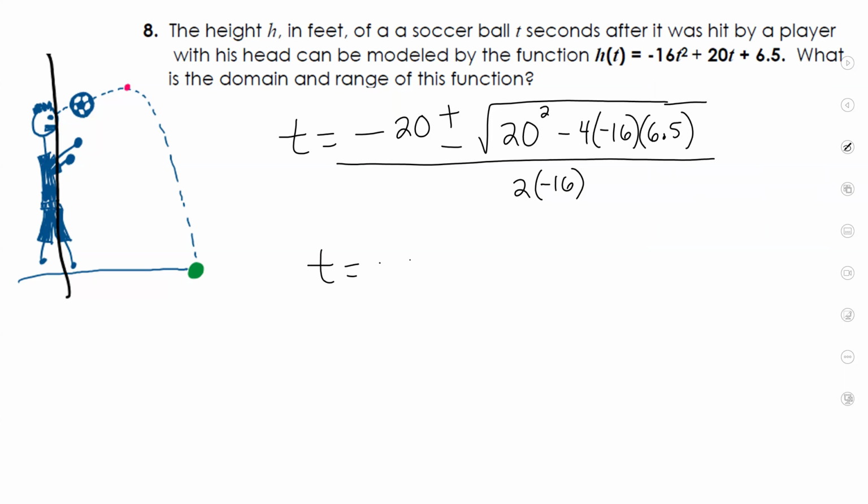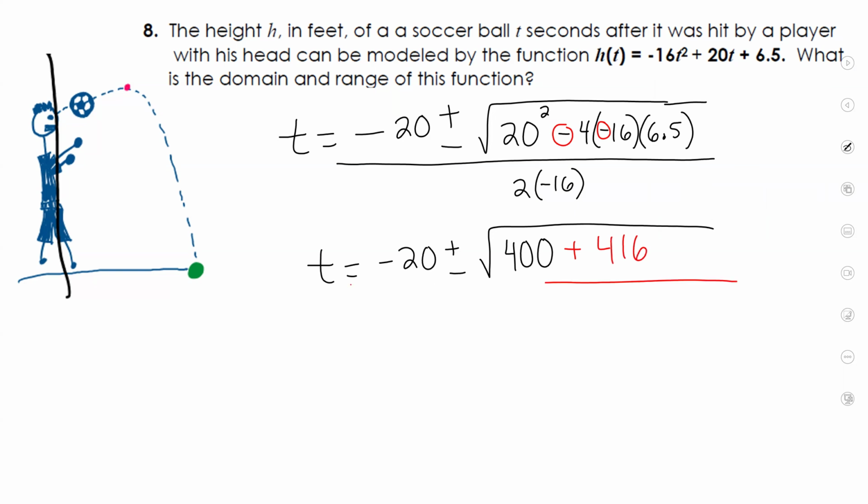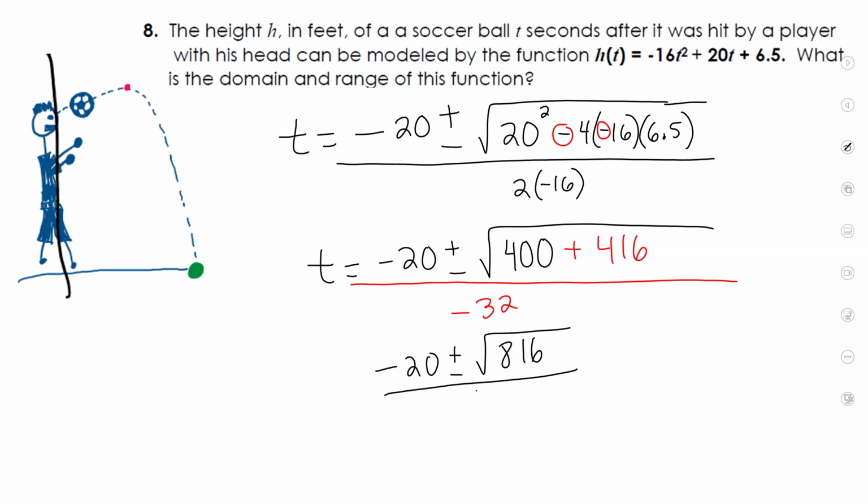Let me catch you guys who might have typed in something wrong. So 20 squared is 400. I have 2 negatives right here, so I know it's going to turn positive. 4 times 16 times 6.5 is 416. The whole thing is divided by negative 32. So we can simplify this a little bit further. This is negative 20 plus or minus the square root of 816 divided by negative 32.